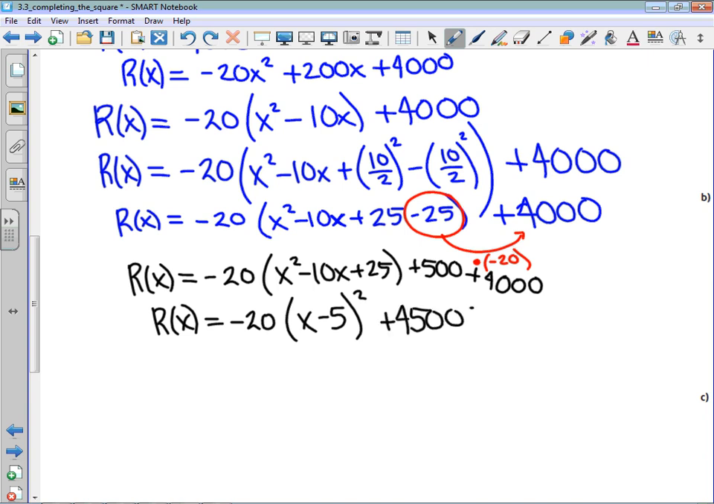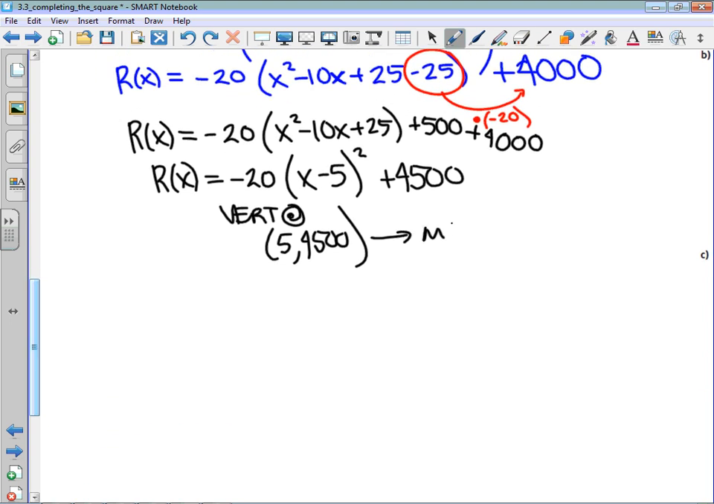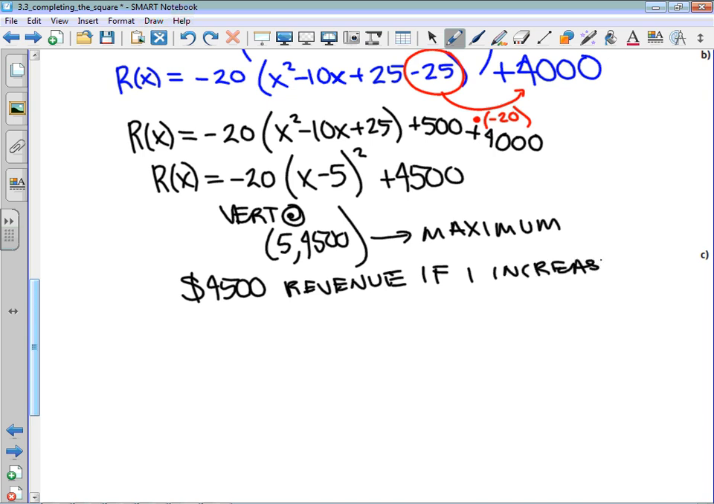Now, what this tells me is that my vertex is at 5 comma 4,500. Because the a value is negative, that's a maximum. So this corresponds to the maximum on my graph. Now what this means is I make $4,500 of revenue if I increase the price by $5. That's a weird looking 5.